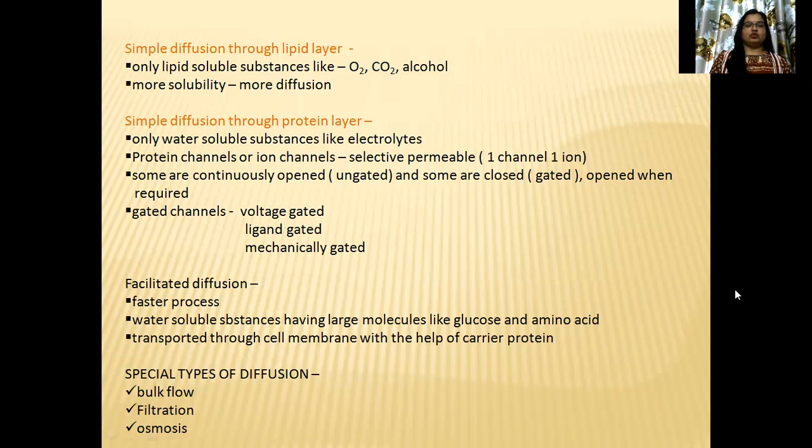Simple diffusion through protein layer is for only water-soluble substances like electrolytes. It is conducted by protein channels or ion channels, which are selectively permeable, meaning one channel for one ion. Some are continuously open, called ungated channels, and some are closed, called gated channels, which open when required.